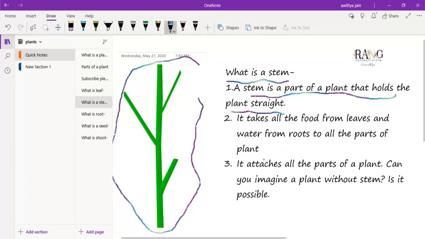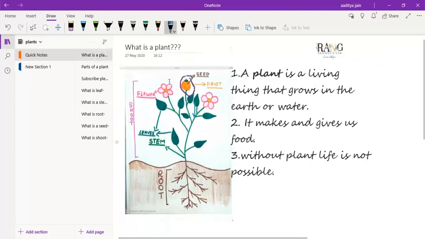Okay. So next point, it attaches all the parts of the plant. Can you imagine a plant without a stem? Is it possible? I told you earlier also that a plant cannot be possible without a stem. See, in this figure, if there is no stem, then how will the plant's parts be able to stand? See, if this is not here, will the plant be able to stand?